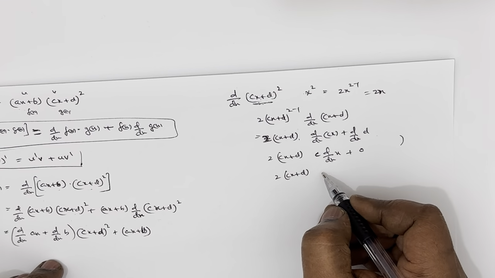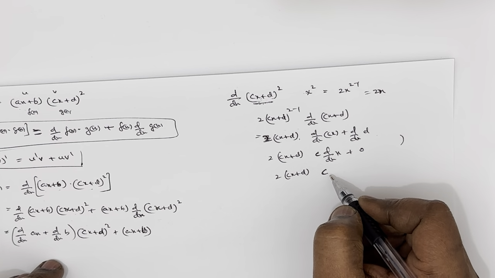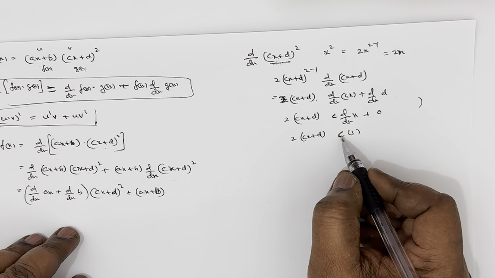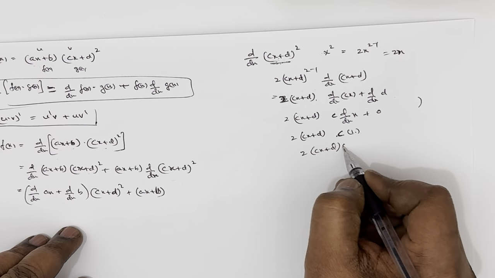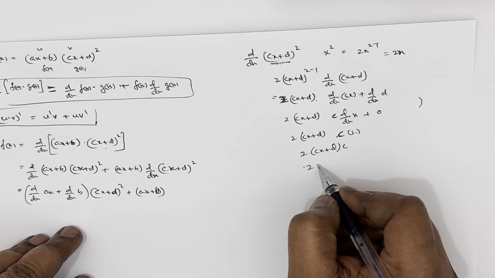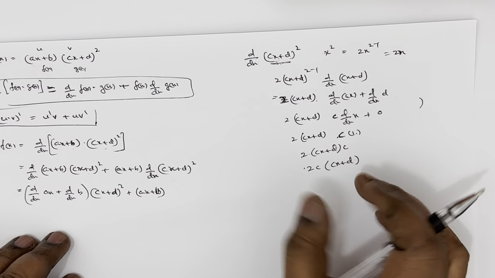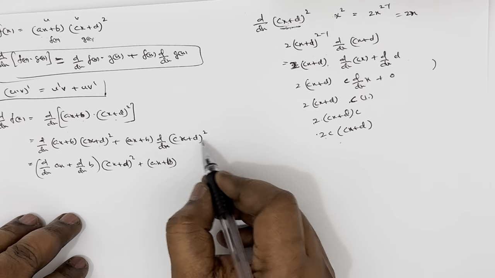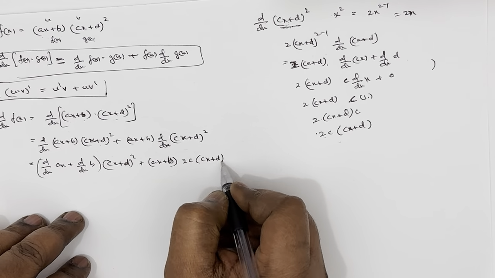Coming down, the derivative of x is 1, so c into 1 is c. So now this is 1. c into 1 will be c, so 2 (cx + d) into c. Now multiplying this with 2, you have 2c (cx + d). We'll stop it here, we don't need to multiply inside. Now we'll write this here. So the derivative of this is 2c (cx + d).